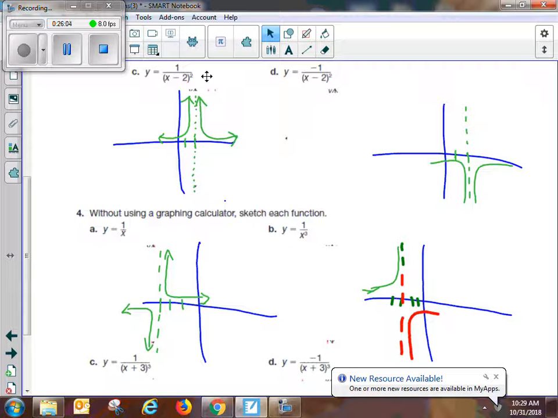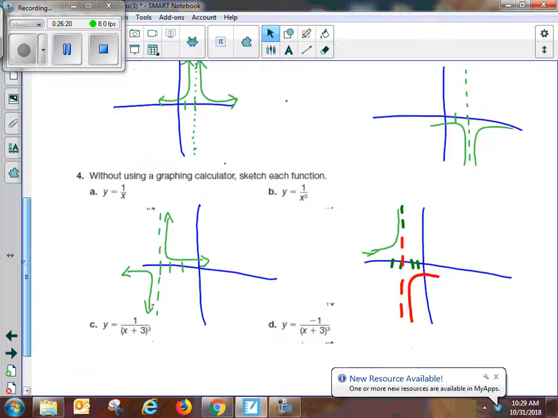Graph D, instead of being quadrant 1 and 2, will be in quadrant 3 and 4 because you reflected it over the x-axis. And then, same thing, we moved it 2 units to the right.